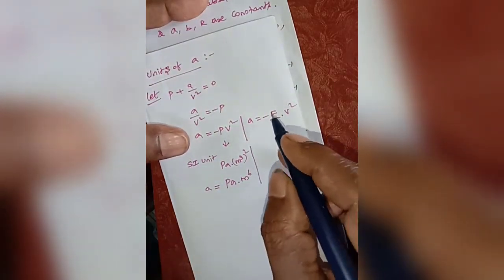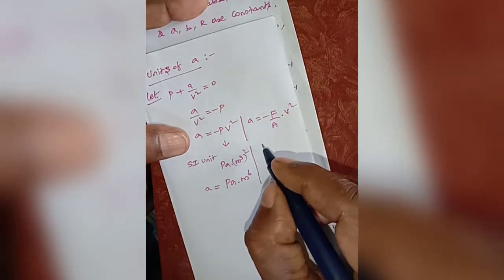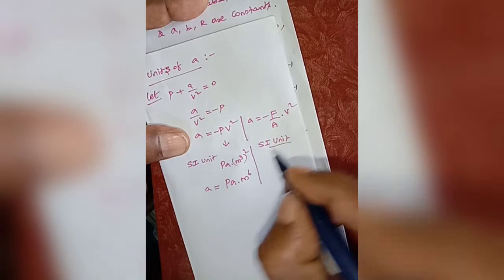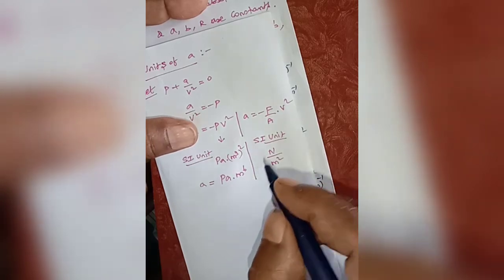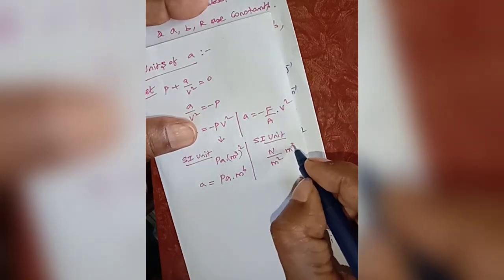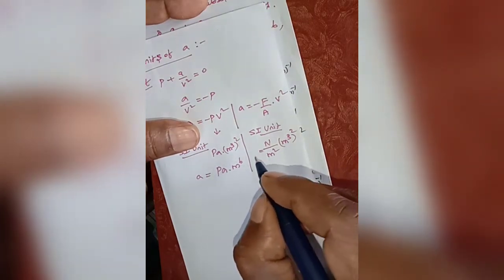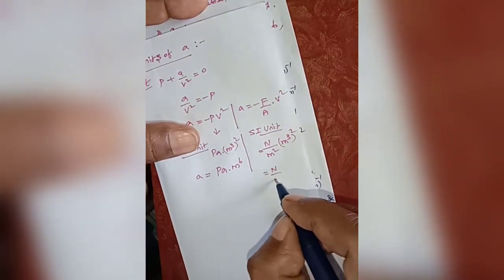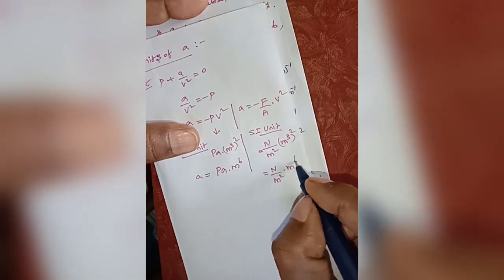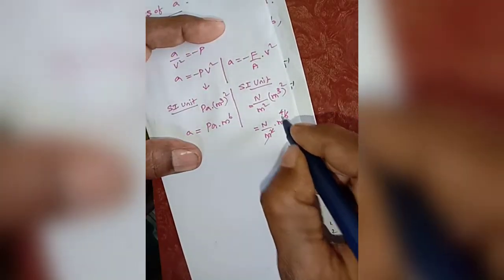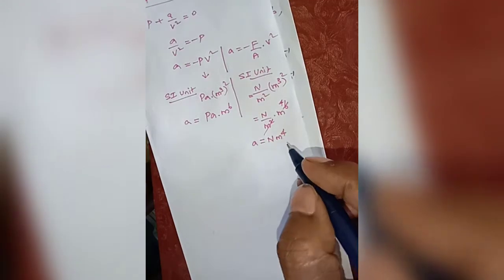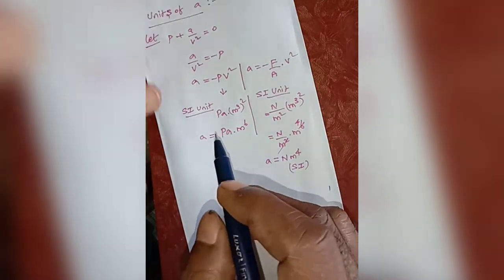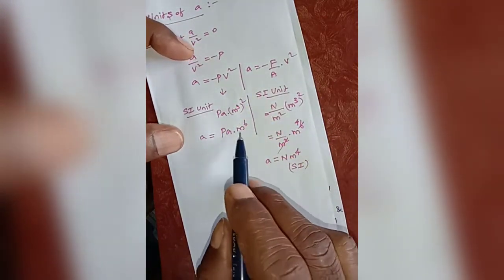Next use this expression. In this expression another SI unit: force is Newton, area is written as meter square and volume is written as meter cube into whole square. So simplify: Newton by meter square into meter power 6. So this cancels and then Newton meter power 4. So this is also another SI unit of a. So two types of SI units. For this expression the SI unit is Pascal meter power 6.